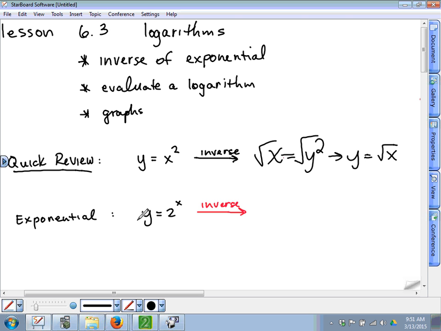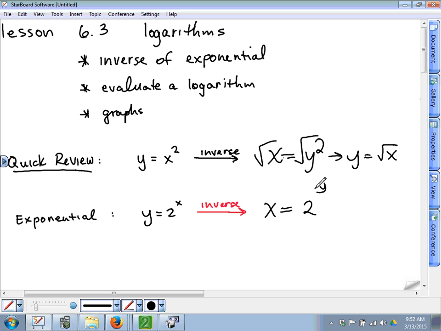Here's what we're studying now though in Chapter 5. Exponential. This equation looks a lot like that equation, except the variable is an exponent, so it's exponential. We, I think, can get the first step of the inverse. How do you find the inverse of this? X equals 2 to the power of y. That's the first step.